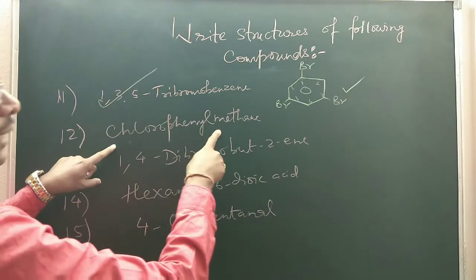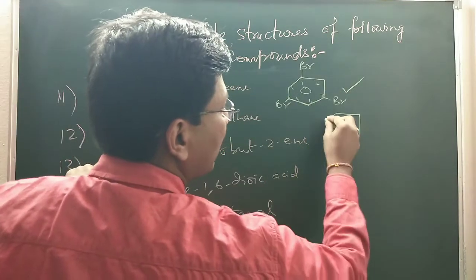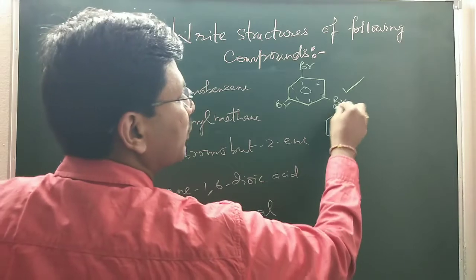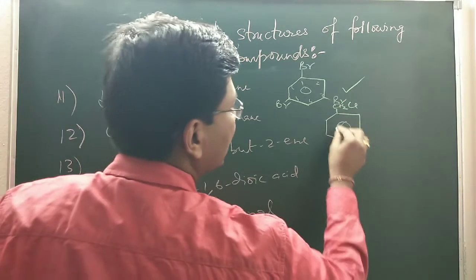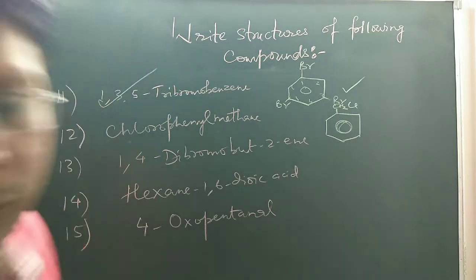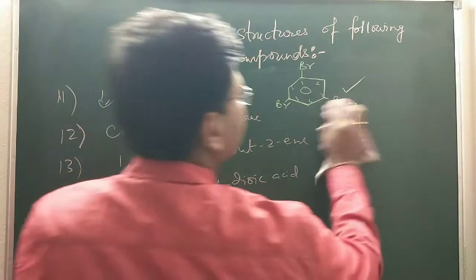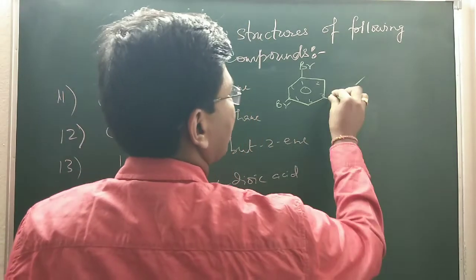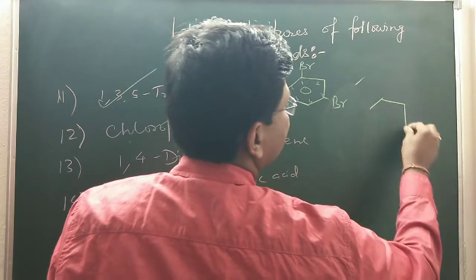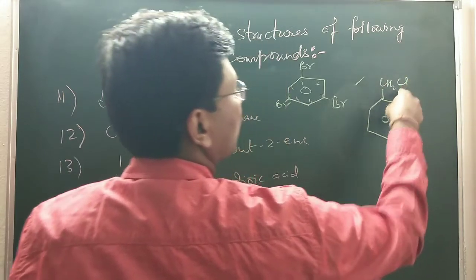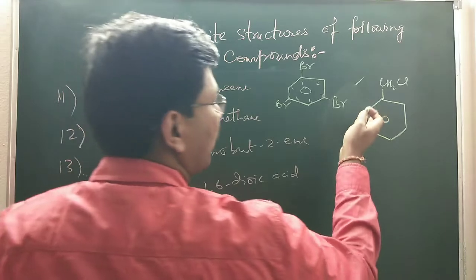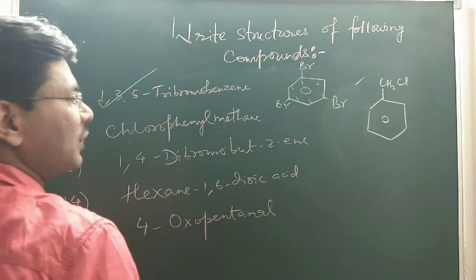Next is chlorophenylmethane. First you have to draw a benzene or phenyl ring, and then put CH2Cl. So this is a benzene ring, and it can be written like this also. You first draw a benzene ring and then CH2Cl. So this is called chlorophenylmethane. The common name is also benzyl chloride.